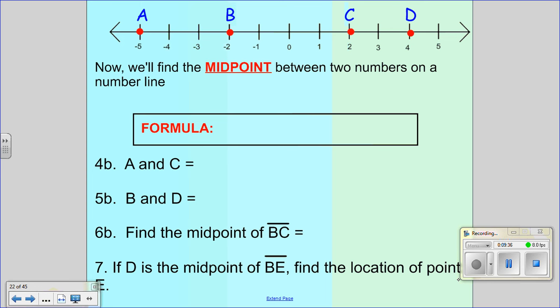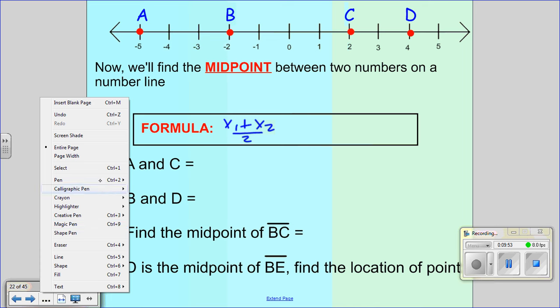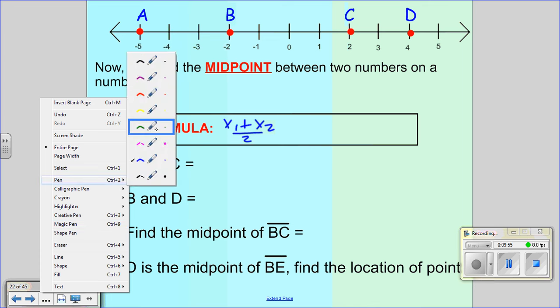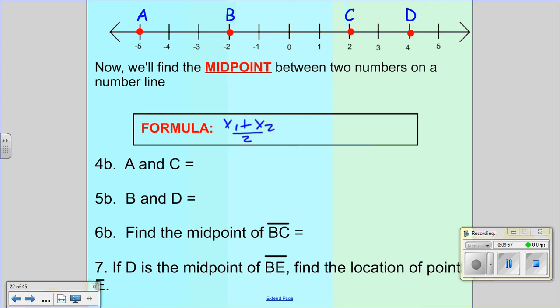Now we'll learn how to find the midpoint between two numbers on a number line. The textbook formula will tell you that it's x1 plus x2 divided by 2. But something a little simpler we're going to use will simply be point plus point divided by 2.